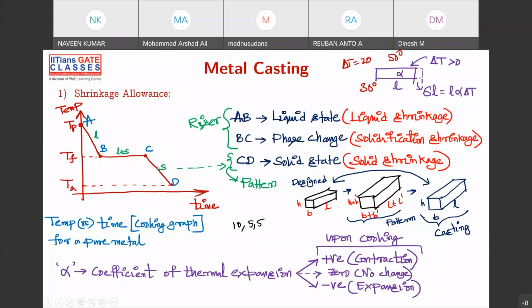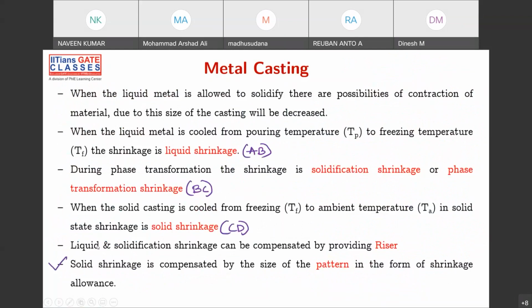So please remember, the pattern allowance, the shrinkage allowance, is given for C to D, in the sense in the solid state itself, because you can't directly provide liquid. Okay, that is what it is. So liquid and solidification shrinkage can be compensated by riser. Solid shrinkage is compensated by the size of the pattern in the form of shrinkage allowance.